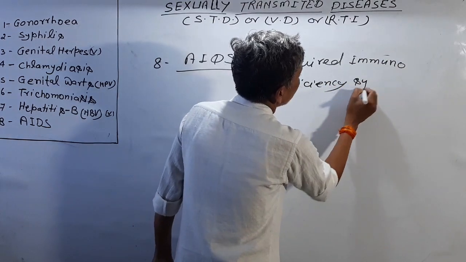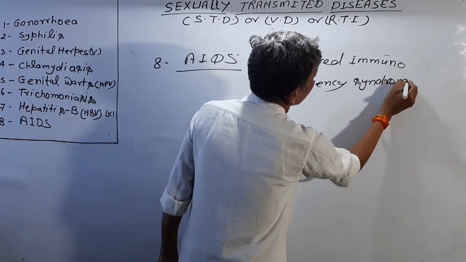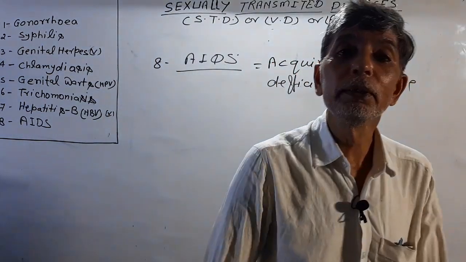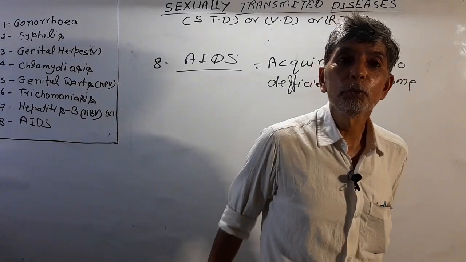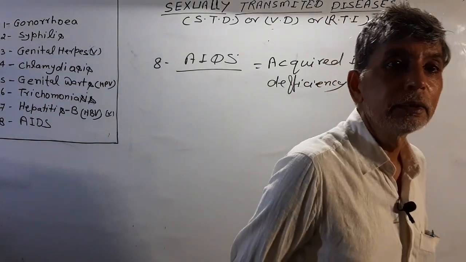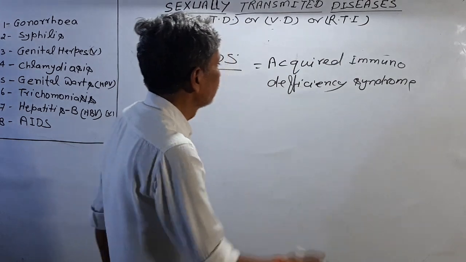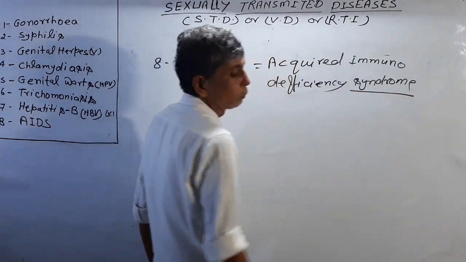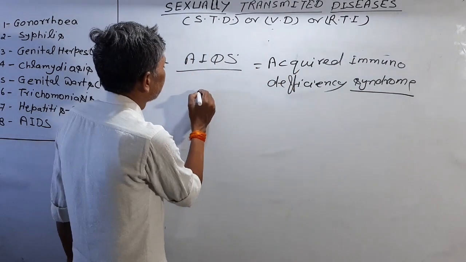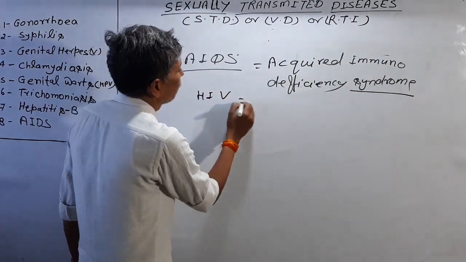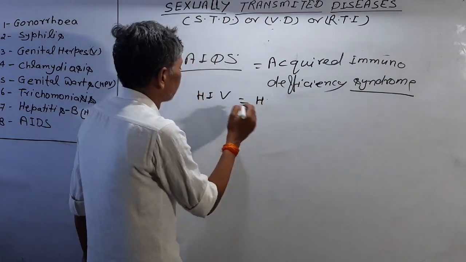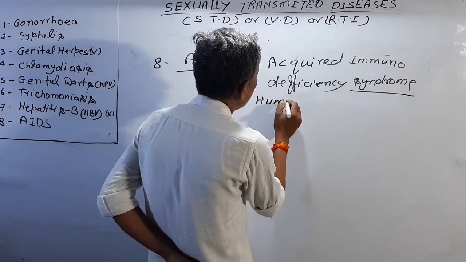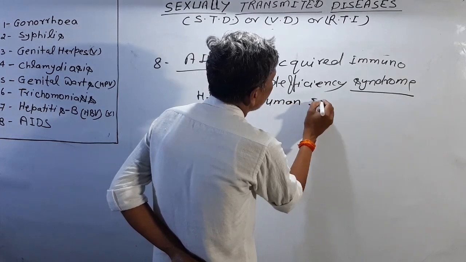It is not a disease, it is a syndrome. Syndrome means a group of diseases. Its symptoms are related to the symptoms of many diseases. So you cannot identify the disease from outside the body, because acquired immunodeficiency syndrome is a group of diseases caused by the virus HIV. Everyone knows HIV, human immunodeficiency virus.